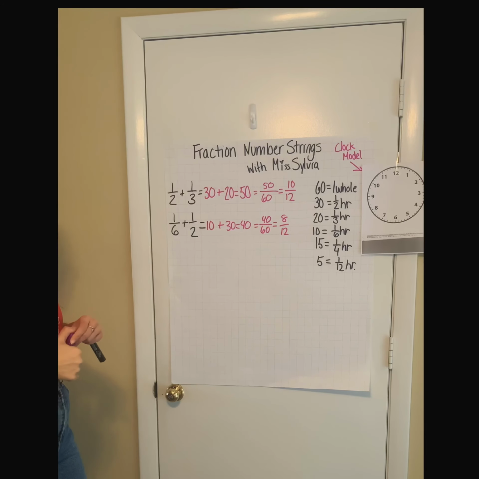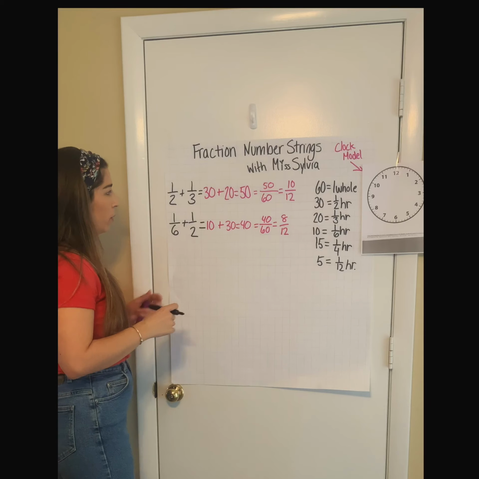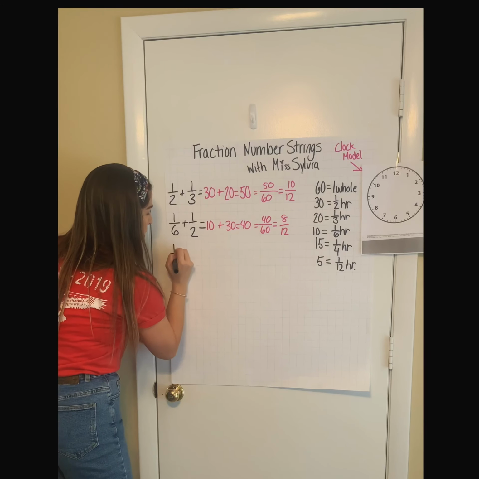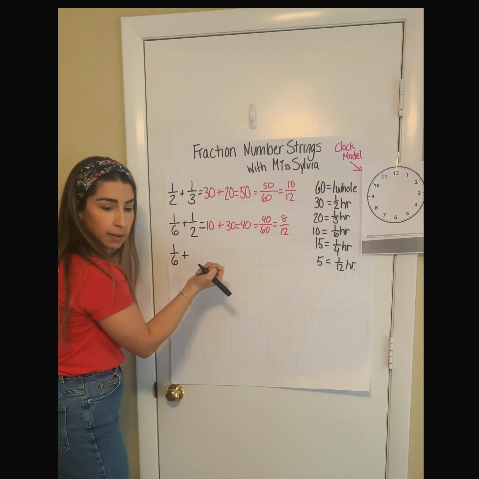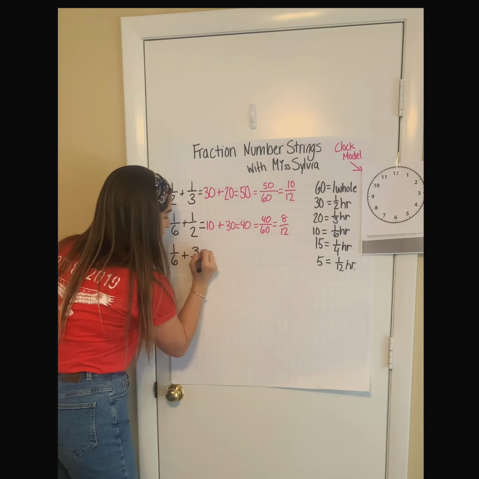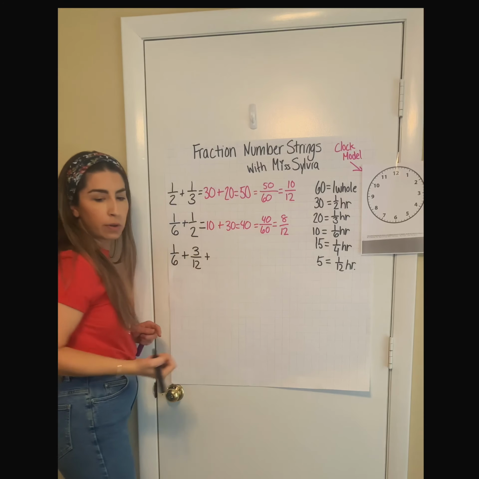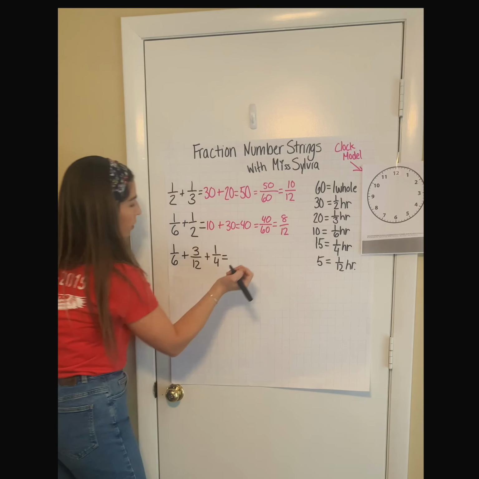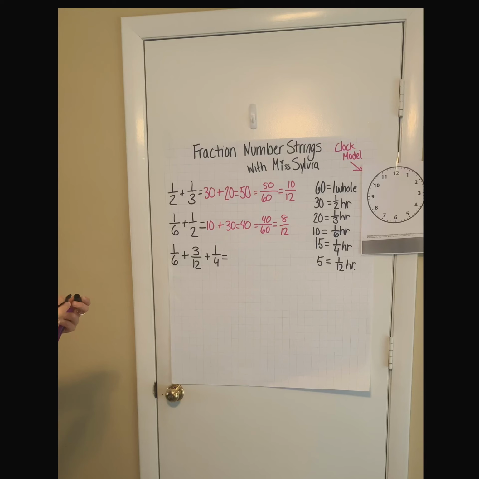All right, problem number 3 gets a little bit more difficult. We are going to up the difficulty level. Hopefully you're starting to remember what we worked on. I know you will. So here we have 1/6 plus 3/12 plus 1/4 equals. All right. Pause here.